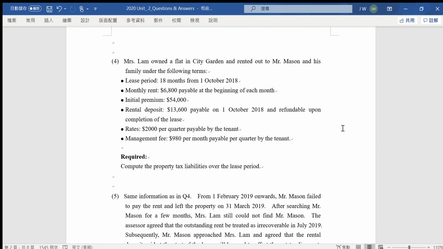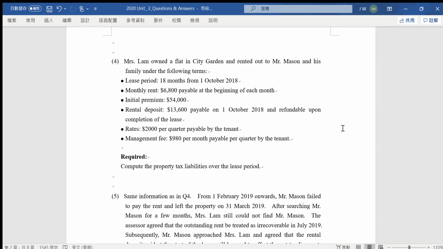It is a lease period of 18 months, starting from 1st of October 2018, and the monthly rent is 6,800, payable at the beginning of every month. She needs to pay an initial premium of 54,000. For this premium, according to the Inland Revenue Ordinance, it can be spread over whichever is the shorter, that means the lease period or the 3-year maximum. Because the lease period is 18 months, you can spread it over 18 months.